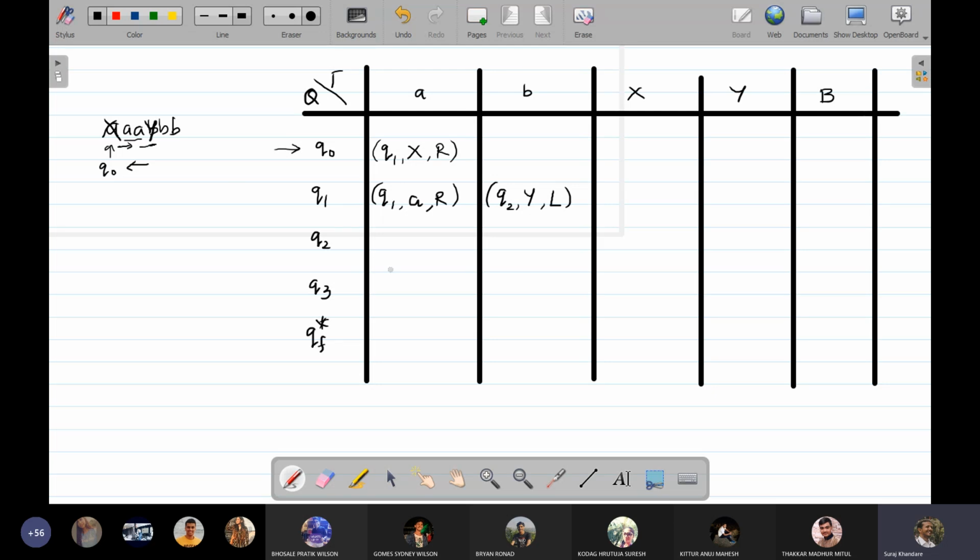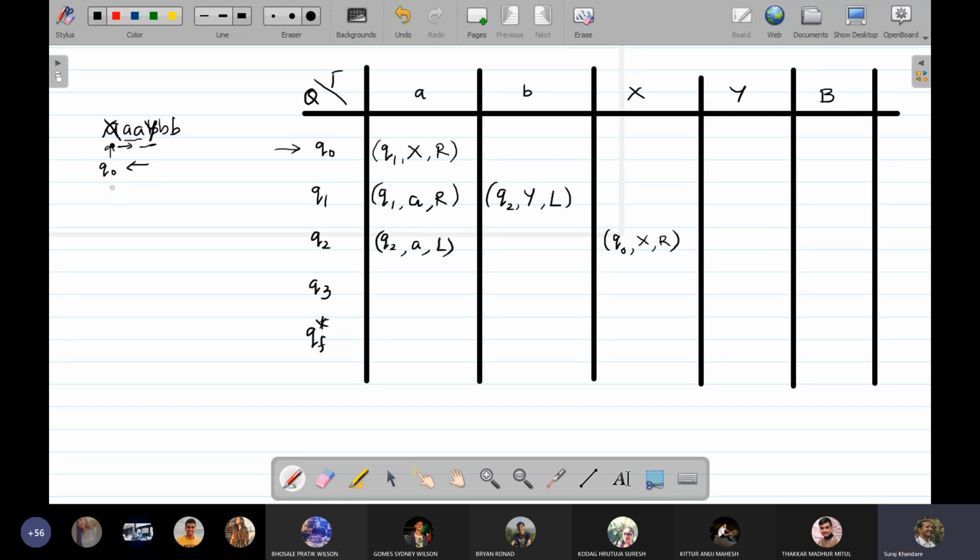So it will encounter A's. So Q2, when it gets A, it will not perform any operation. It will keep on moving to the left. So in Q2, there is no change of state. A is kept as it is. It keeps moving to the left. As soon as it finds X, you will come here. So Q2, as soon as it finds X, changes the state to Q0 now. X is kept as it is, and now it starts moving to the right.